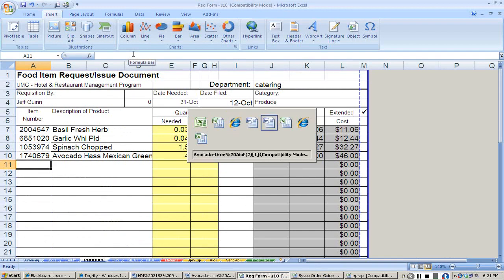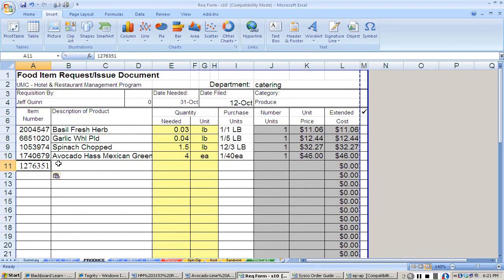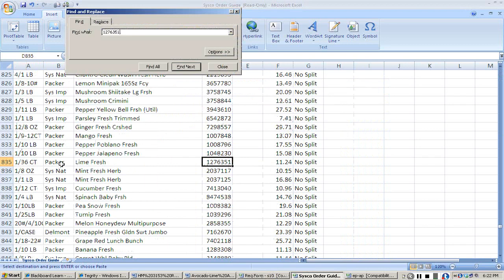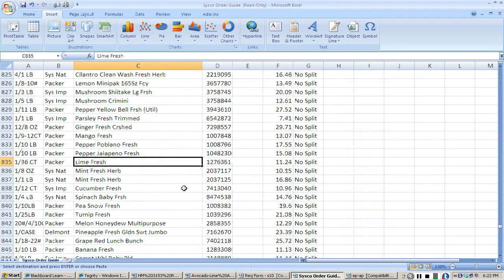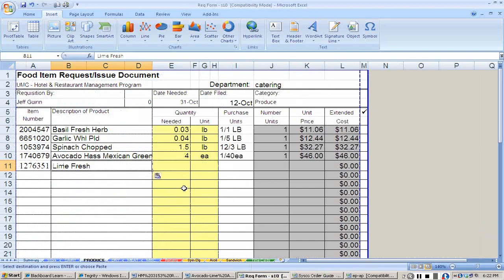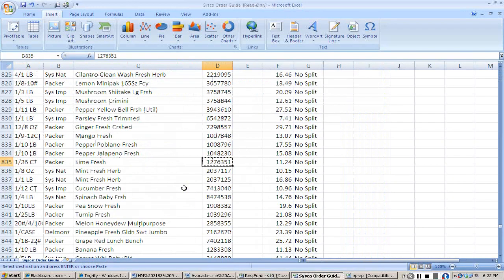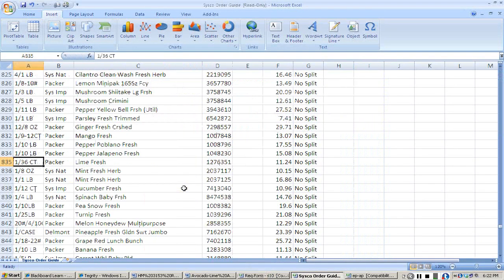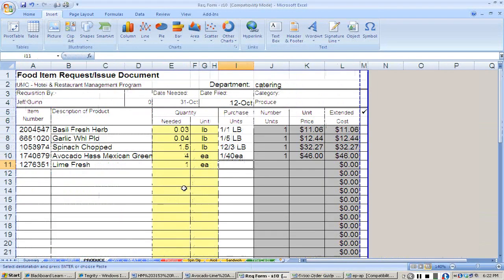Next on our recipe, lime. Lime fresh. We needed 1 each. It comes as a 1/36 count. Just going to buy 1, and that is $11.24.